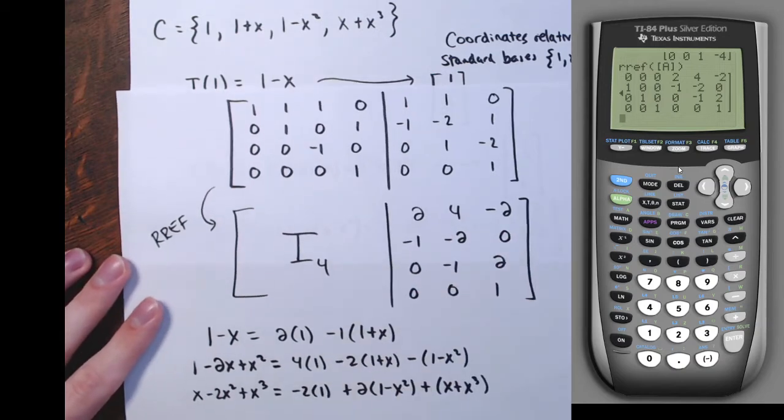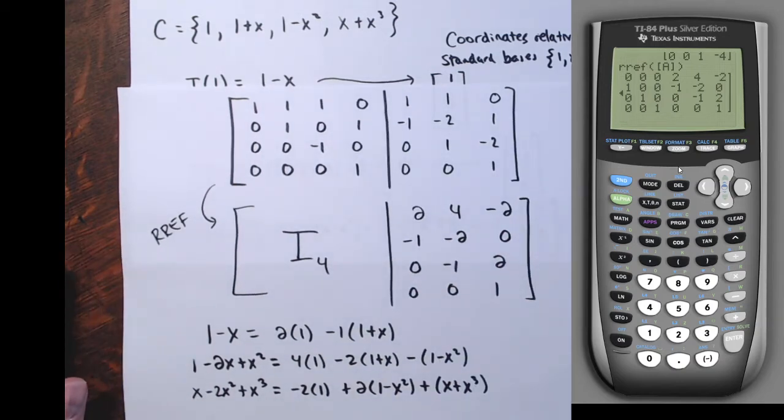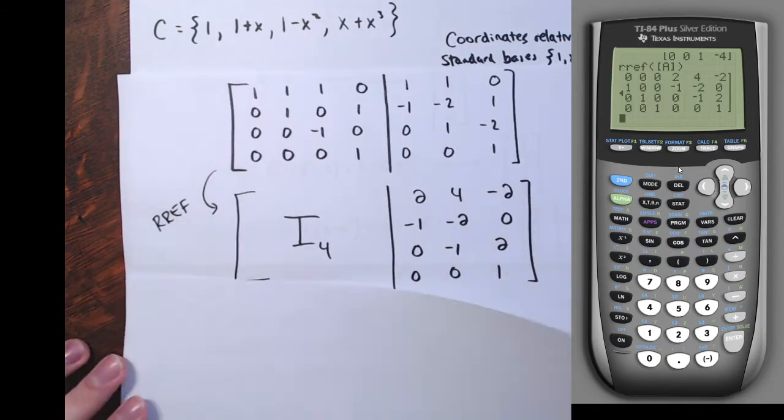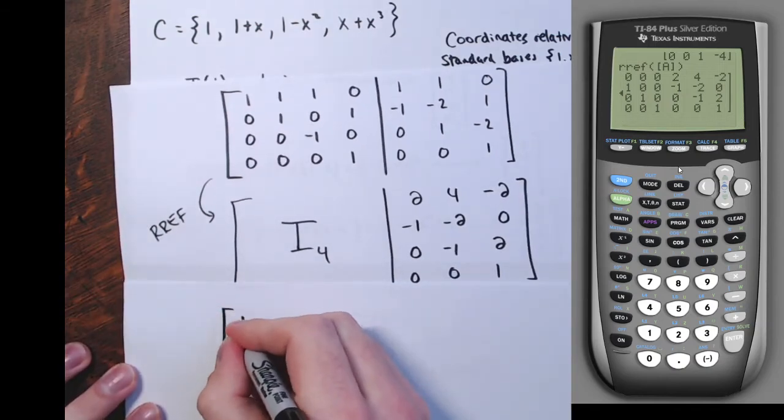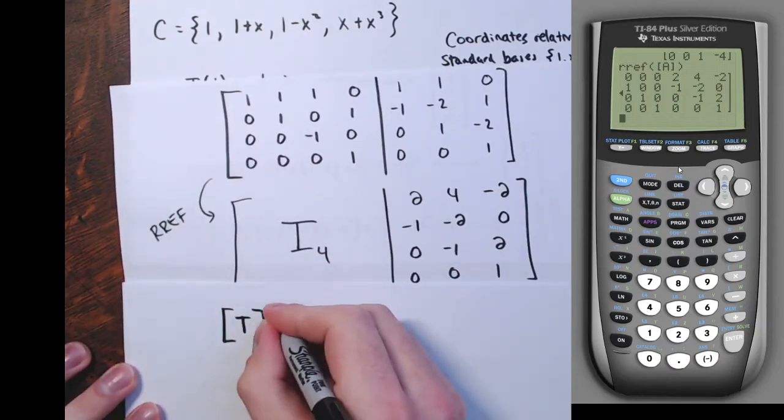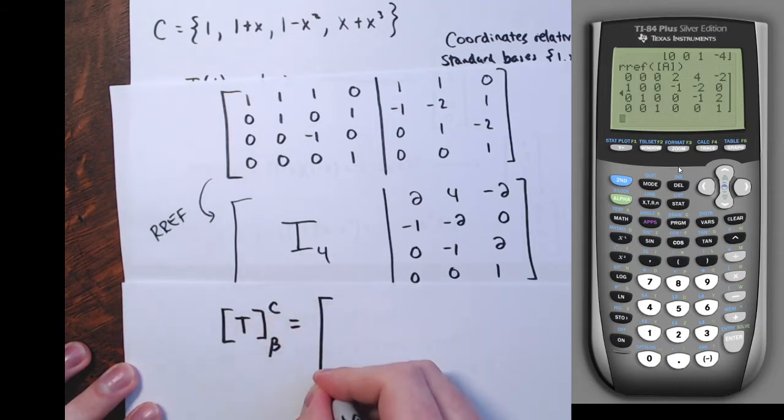Alright, so there it is. There's our matrix representation of T relative to these two bases. This 4 by 3.